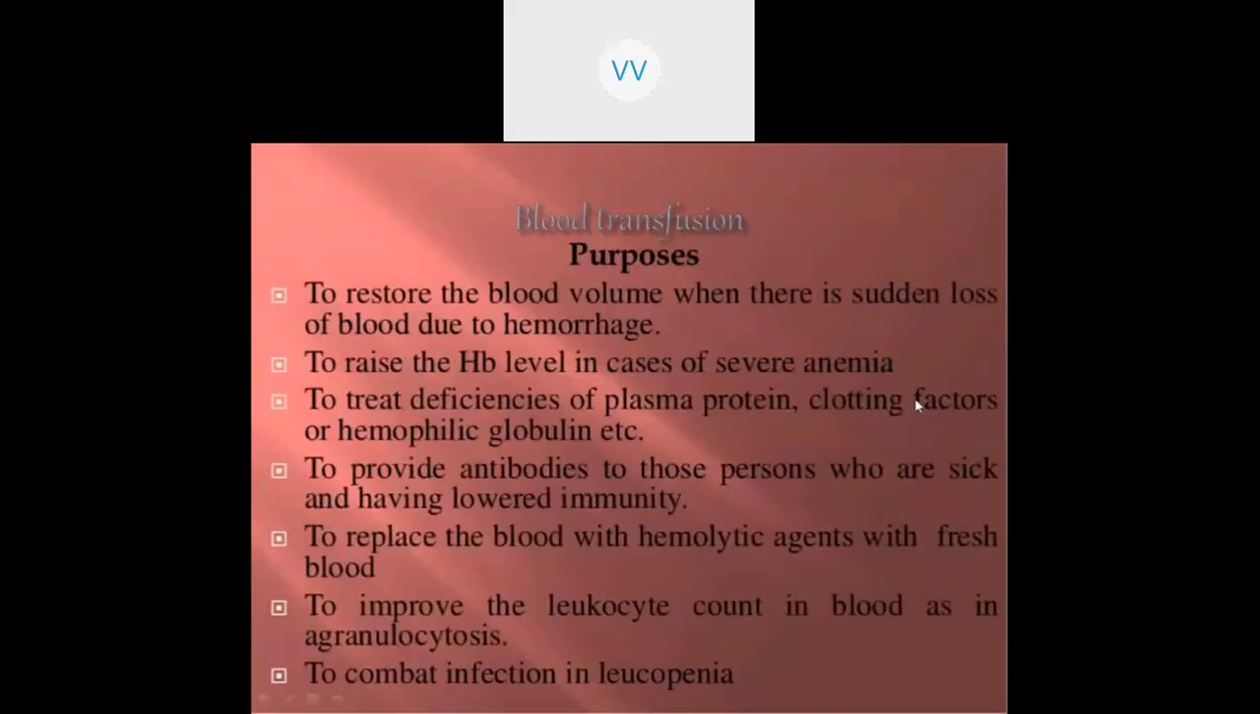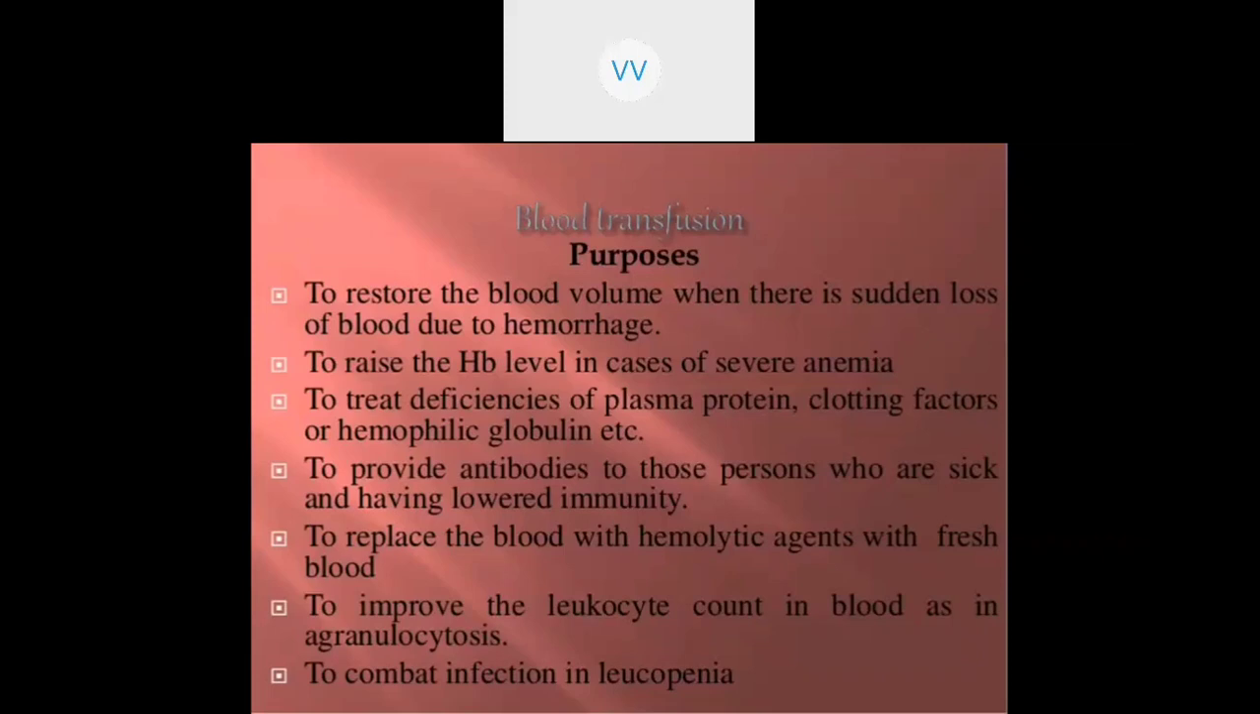See, the purpose of the blood transfusion. Before you enter into the procedure, the general instructions, components or complications, first you should know the meaning, purposes and uses of blood transfusion. Why blood transfusion? First, to restore the blood volume when there is sudden loss of blood due to hemorrhage or any accidental case. In an emergency condition, we need the blood, and we restore it by transfusing the blood.